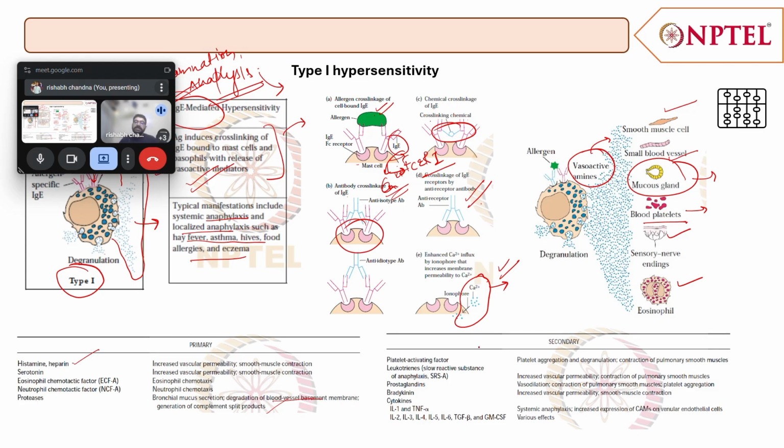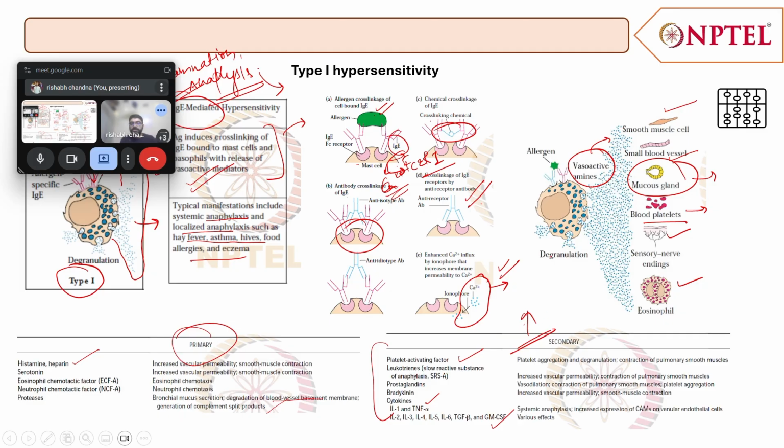There are some secondary mediators that help in the increase of the allergy, that is platelet activating factor, leukotrienes, prostaglandins, bradykinin, cytokines such as IL-1, TNF alpha, or IL-2, 3, 4, 5, and 6, TGF beta, and GM-CSF. Okay, so these are the secondary mediators that are released further by the primary mediators to amplify the allergy process.